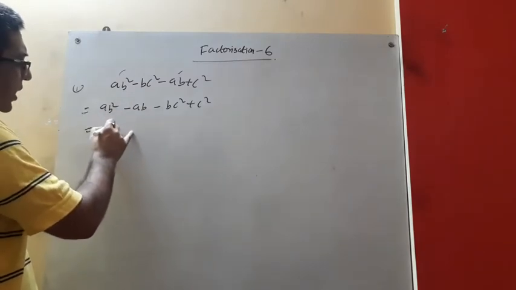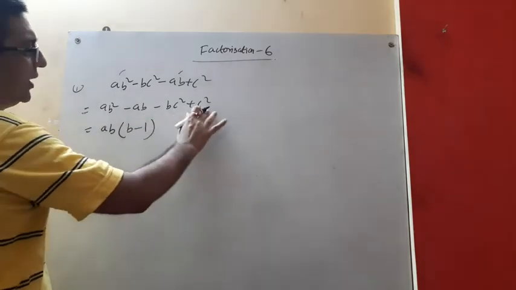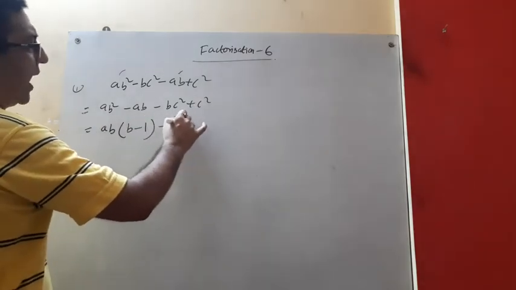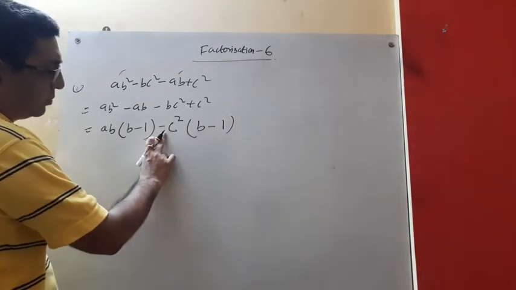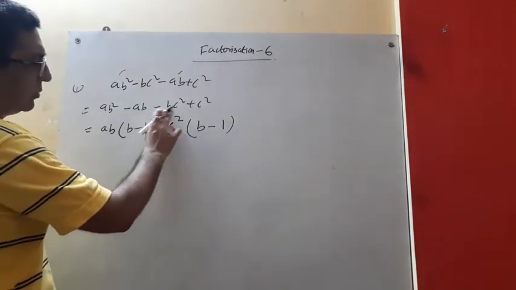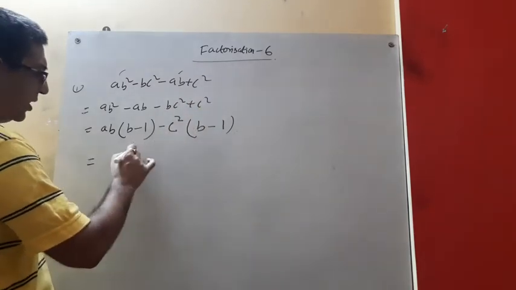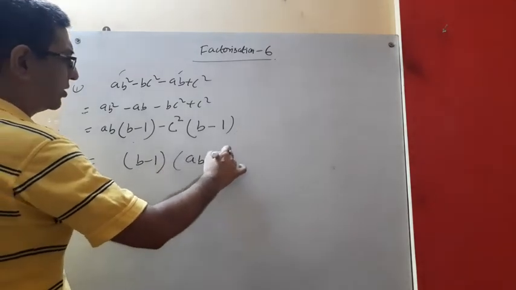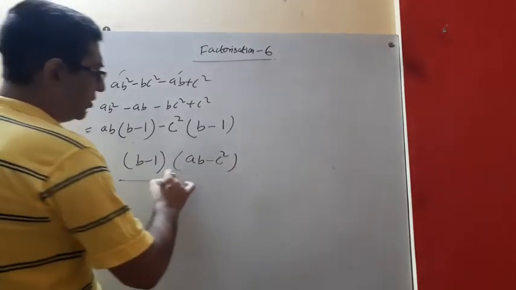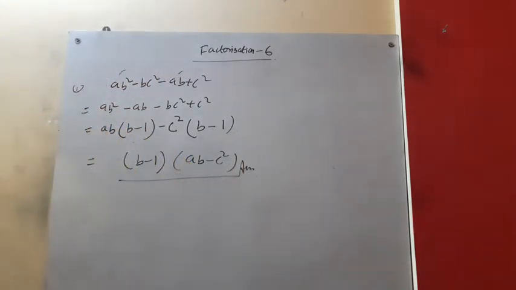From these we are taking common AB, so we are left with B minus 1, and from this we are taking common minus C square and we are left with B minus 1. Look, AB square minus BC square minus AB plus C square. So what is the common term? B minus 1 is the common term and AB minus C square is the other term. So this is the answer.